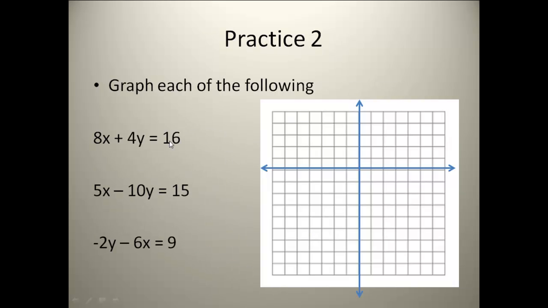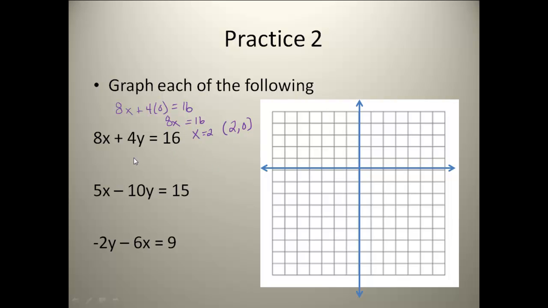Okay, I will do the first one here with you, and then I'm going to have you pause the video after that. So it says graph each of the following. Our first one, we have 8x plus 4y is equal to 16. So I'm going to start by finding my x-intercept. So I'm going to plug a 0 in for y. So I would have 8 times x plus 4 times 0 is equal to 16. End up with 8x is equal to 16. I get x to be 2. So my intercept is the point 2, comma 0.